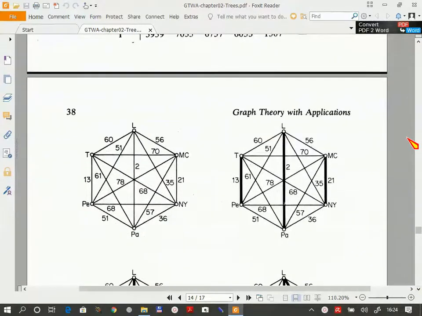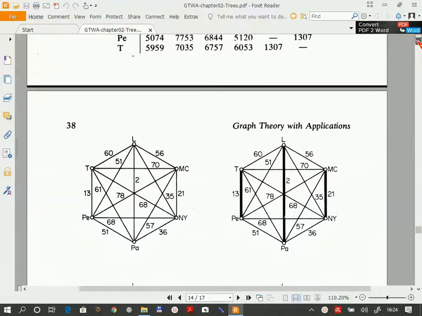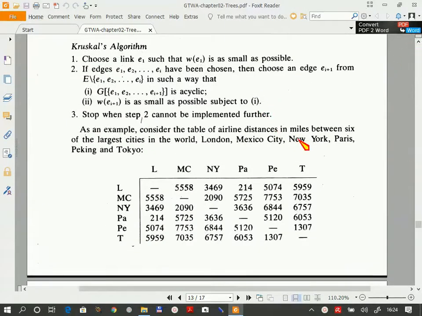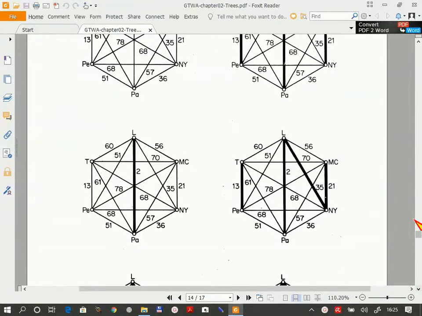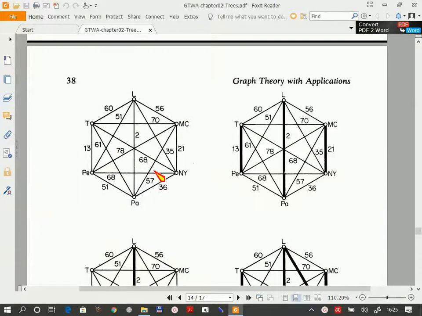So you have this big graph, okay, with numbers which are hundreds of miles between New York and what are they? Okay, London, Mexico City, New York, Paris, Peking, and Tokyo. Okay, so what do you do? You look at all the weights, okay, and then you see that there is just one edge with the minimal weight, which is 2, okay, and so you choose it.